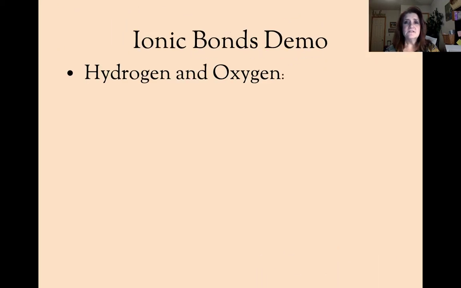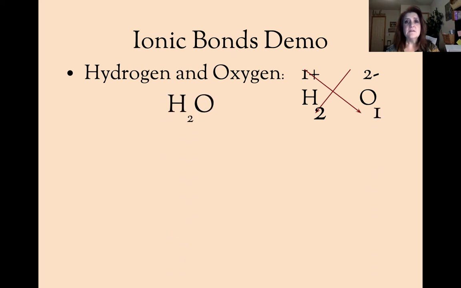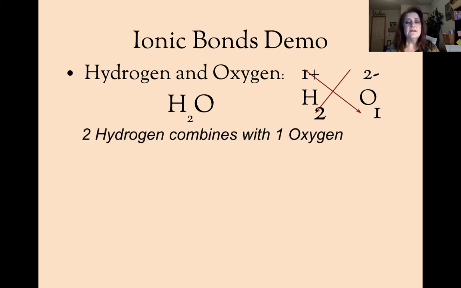Hydrogen and oxygen, however, hydrogen has a 1 positive, oxygen has a 2 negative. So these are not perfect because the oxidation numbers do not match. So the oxidations crisscross to become the subscripts. So the 2 on oxygen comes down to be with hydrogen. The 1 on hydrogen goes down to be with oxygen, giving us the formula of H2O. 2 hydrogen are needed to combine with 1 oxygen.